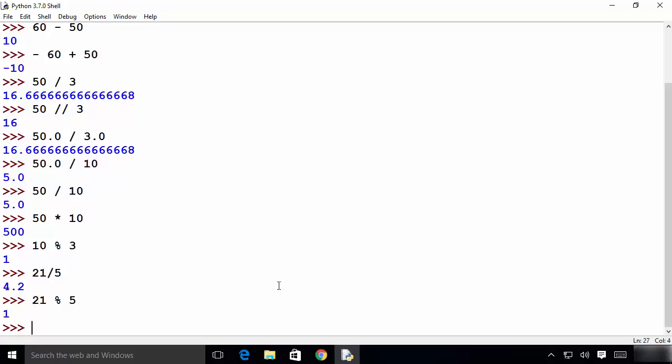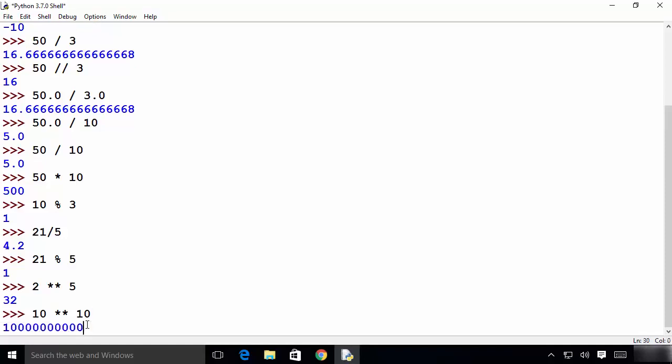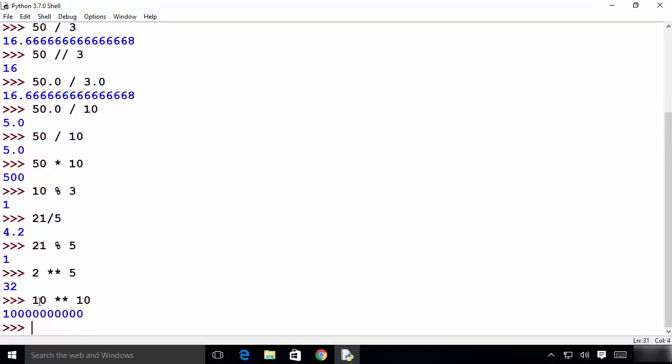Now there is another interesting operator which is called the exponent operator, which you can use for exponent values. So for example, I want to get the result of 2 to the power 5. How can I do it? I can just write 2 and then double asterisk and then 5, which means 2 to the power 5, and then when I press enter, it's going to give me 32. Or I can just write 10 and then double asterisk and then 10 once again and press enter. It's going to give me the result of 10 to the power 10.